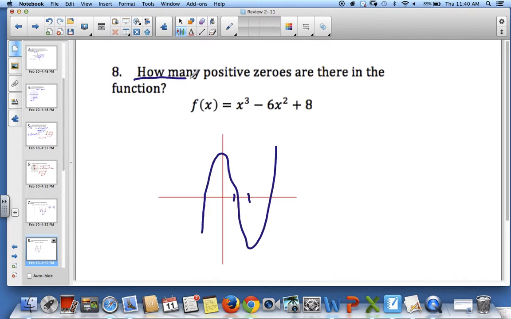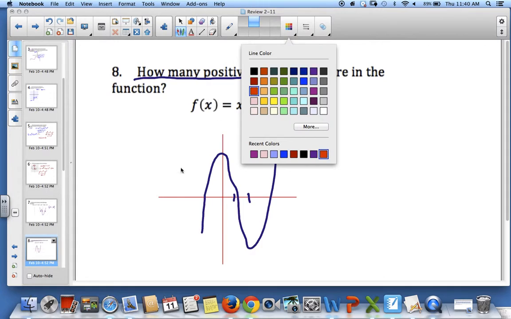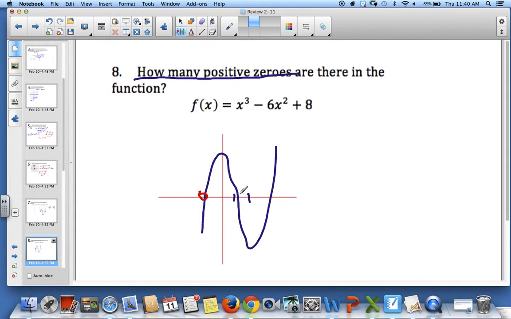The question is how many zeros, how many positive zeros? Well, there's 3 zeros. This is a 0, this is a 0, and this is a 0. So there's 3 of them, but they ask how many positive zeros, so the answer is 2. If they asked how many negative zeros, you'd put 1. That's about all we need for that one.